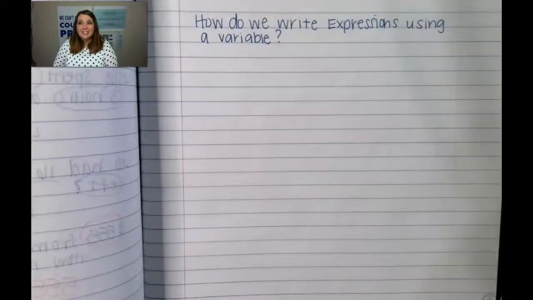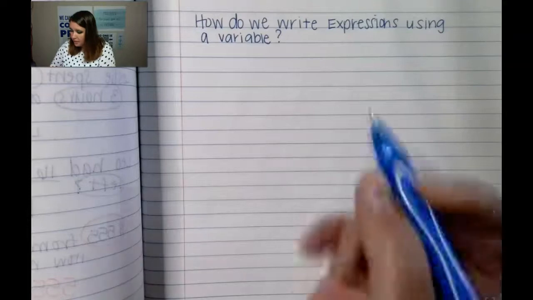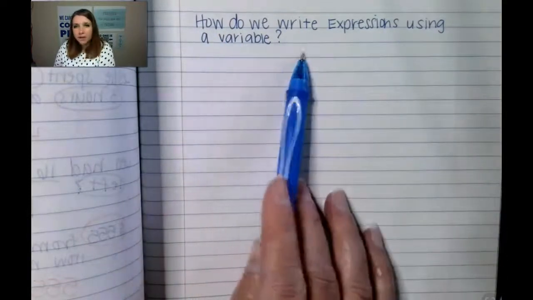Cougars. Okay, today we're gonna continue our journey on writing expressions, but today we're gonna have a twist. Instead of just using numbers and operations, we're gonna throw in a variable for one of the unknowns. So we're gonna look at this essential question of how do we write expressions using a variable.